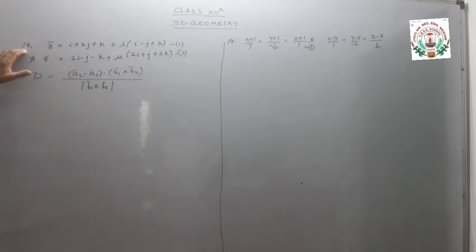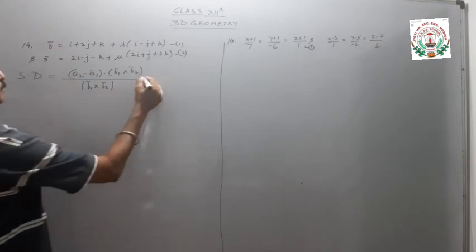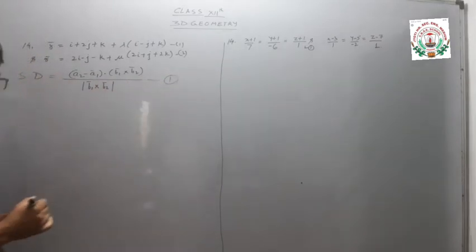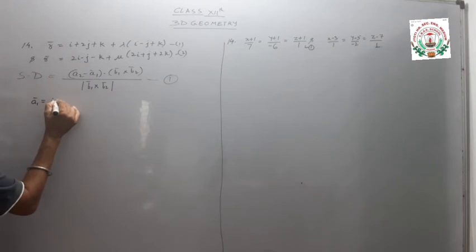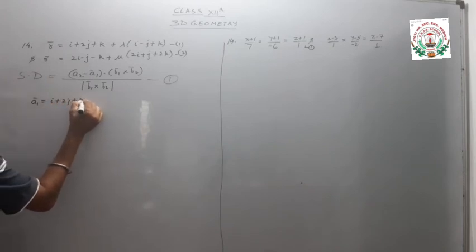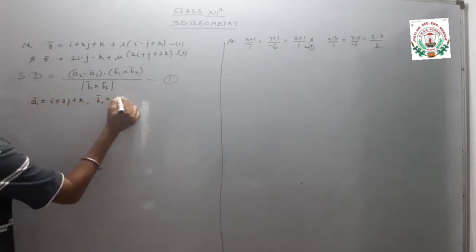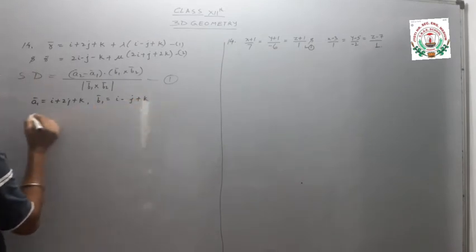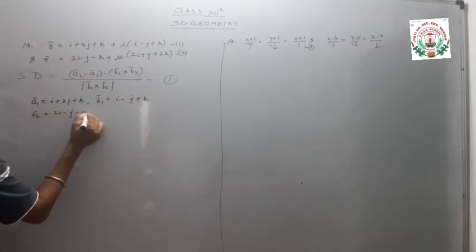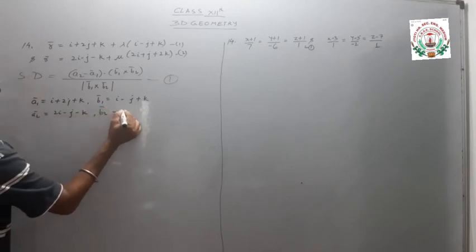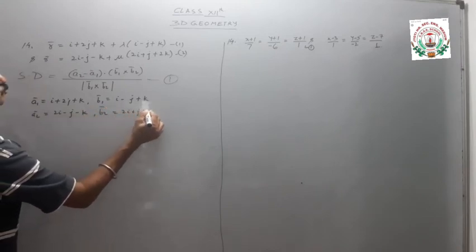Now the shortest distance between these two lines, the formula is (a2 minus a1) dot (b1 cross b2) upon the modulus of b1 cross b2. Let me call this equation 1. Here a1 vector is I plus 2j plus k, b1 vector is I minus j plus k, a2 vector is 2I minus j minus k and b2 vector is 2I plus j plus 2k.